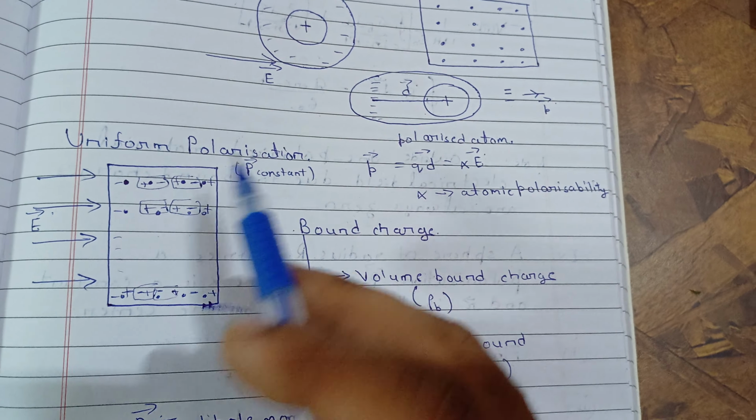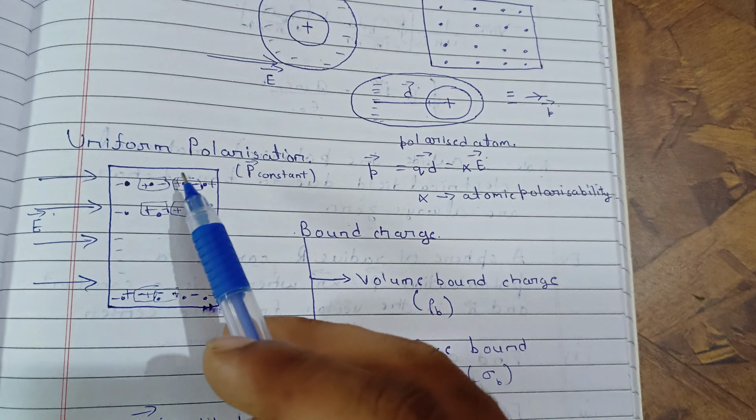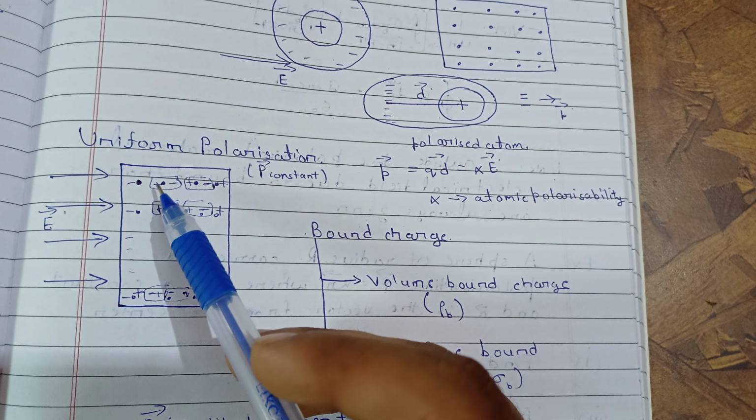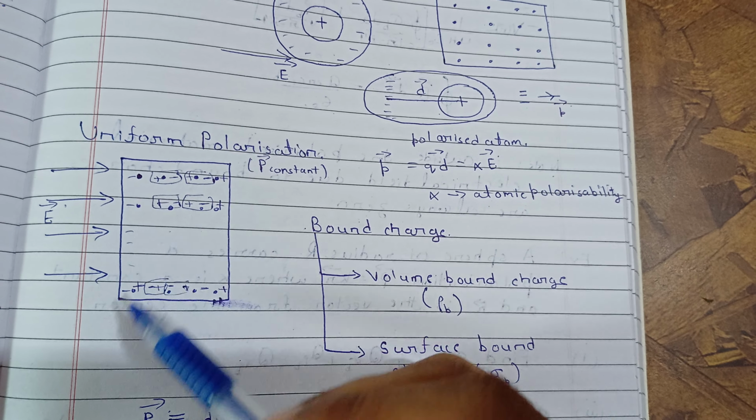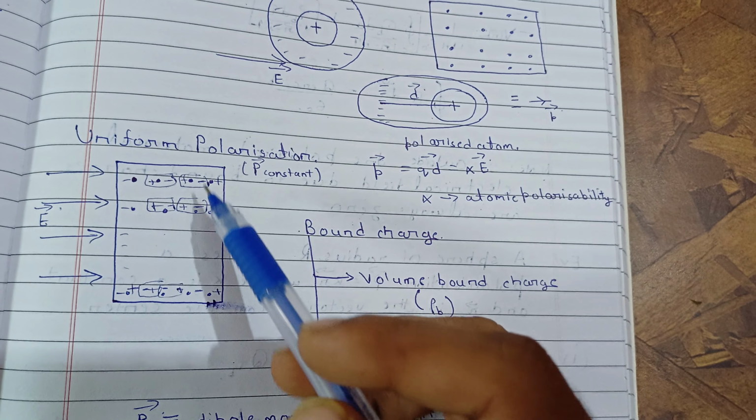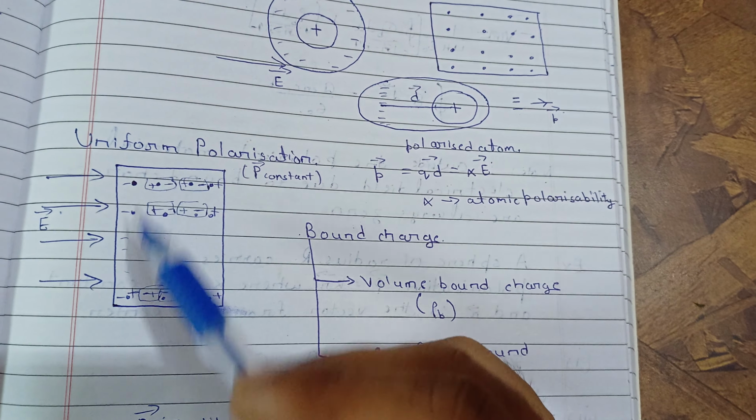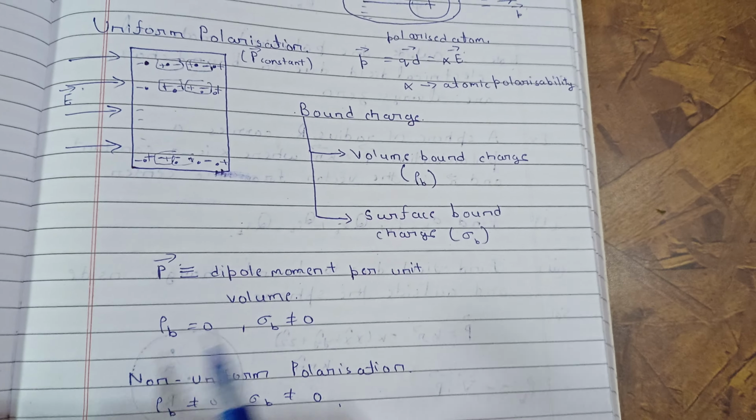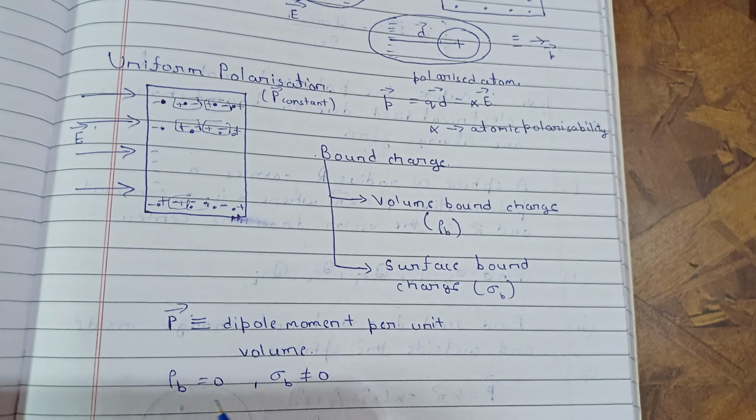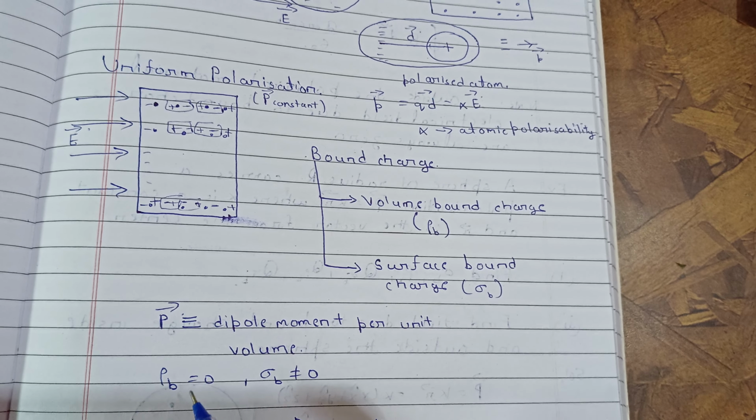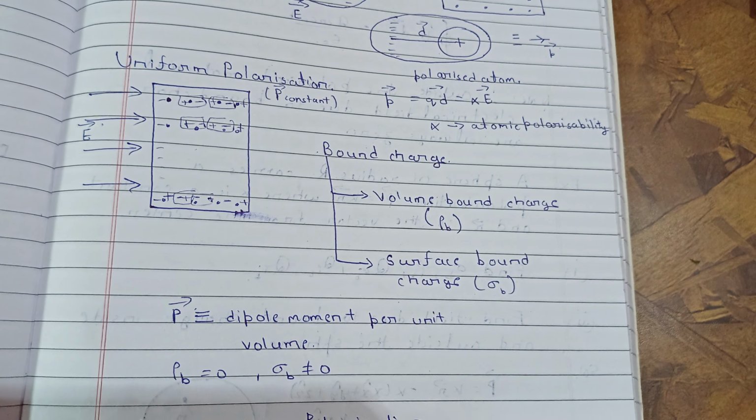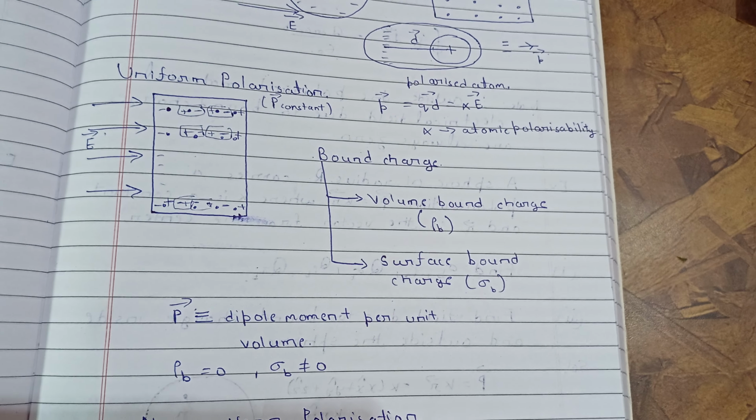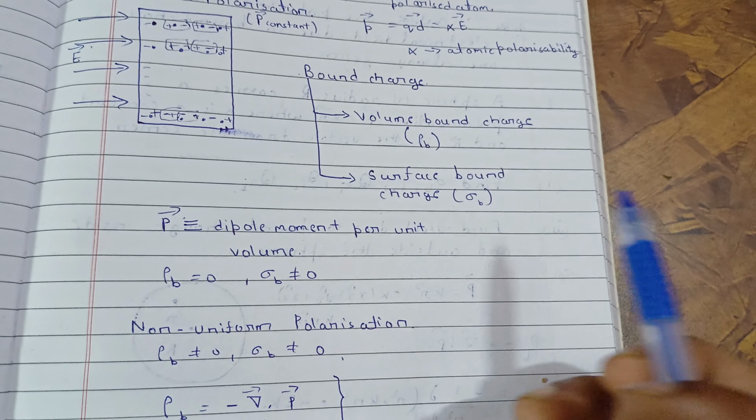So see, when the polarization is uniform, meaning P is constant, then the net bound charge inside the volume will be 0, because all the positive equals the negative. Except for these surface charges, we have only these bound charges. Then the volume bound charge lying inside will always be 0 for uniform polarization. So when the polarization is uniform, the volume bound charge density will be 0, but the surface bound charge is not equal to 0, because we have some net negative charge here and net positive charge here. So I hope you understand this.